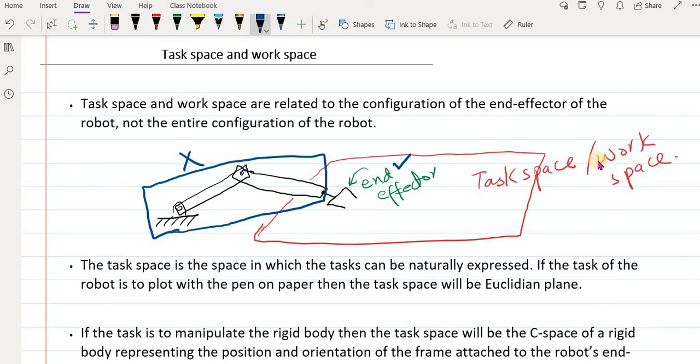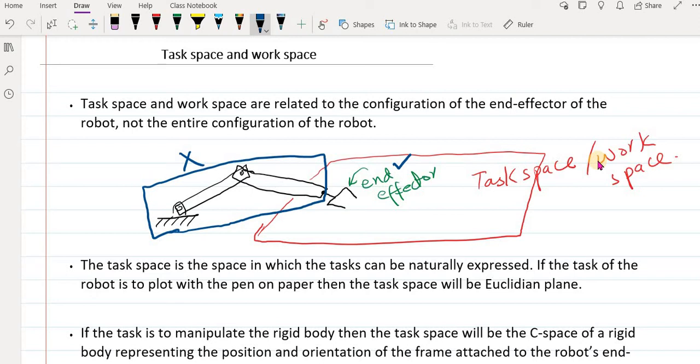So this part we cover in the configuration space. And this part about the end effector, this we cover in the task space or workspace. But they are not essentially the same. So let's see what is the difference between them.